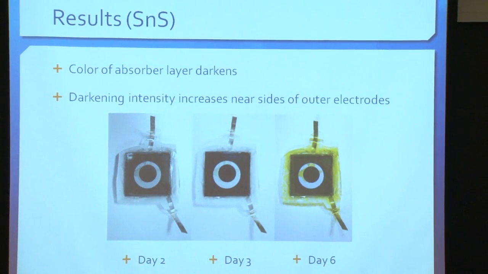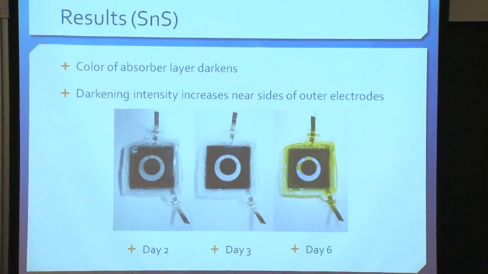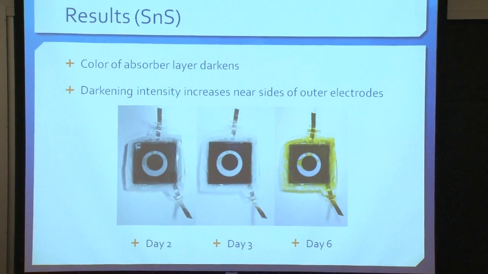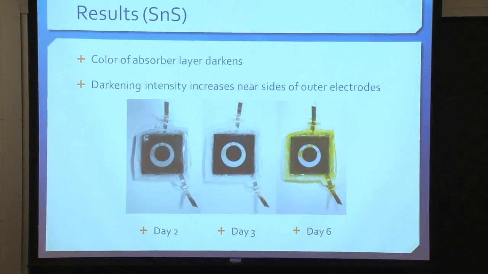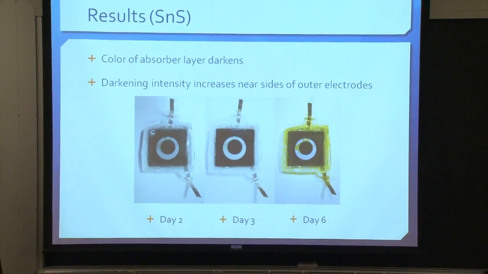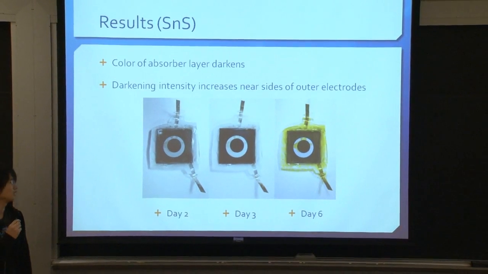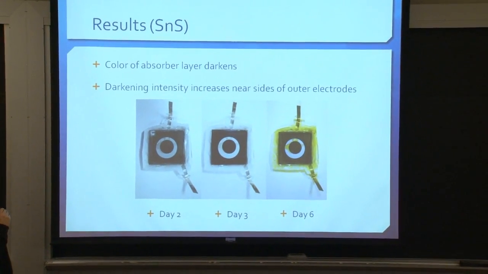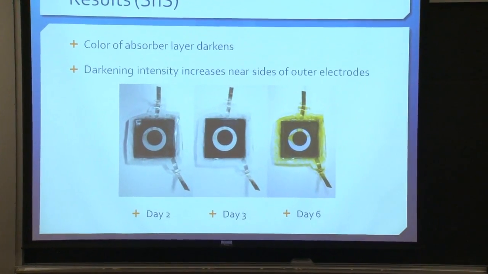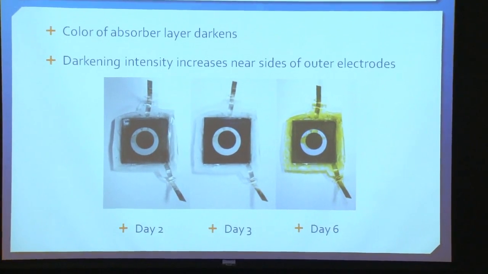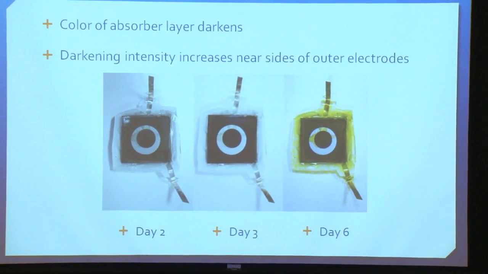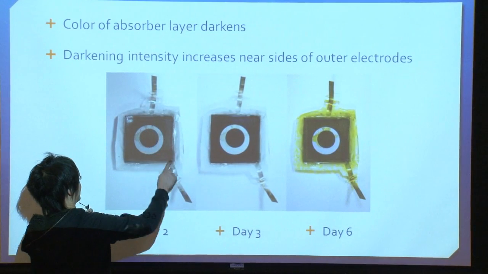We also took a series of photos over the course of several days of the devices, and we noticed that there were some color changes in the device. The color of the tin sulfide layer darkened over time, especially near the corners of the cell, like around this edge here.